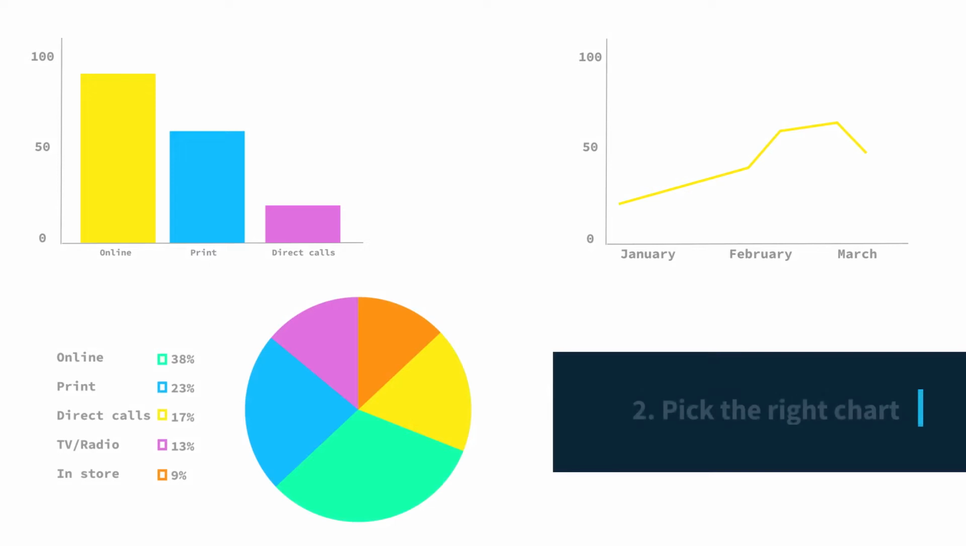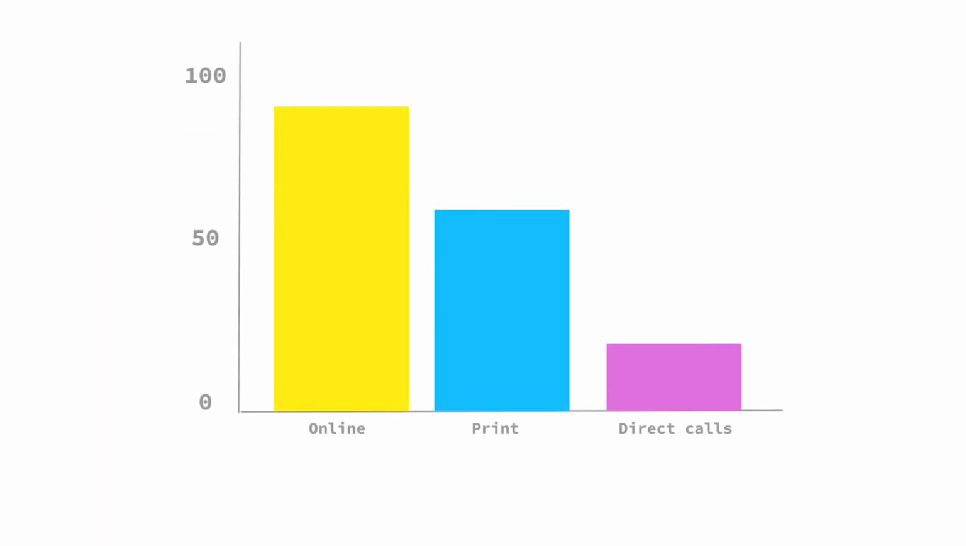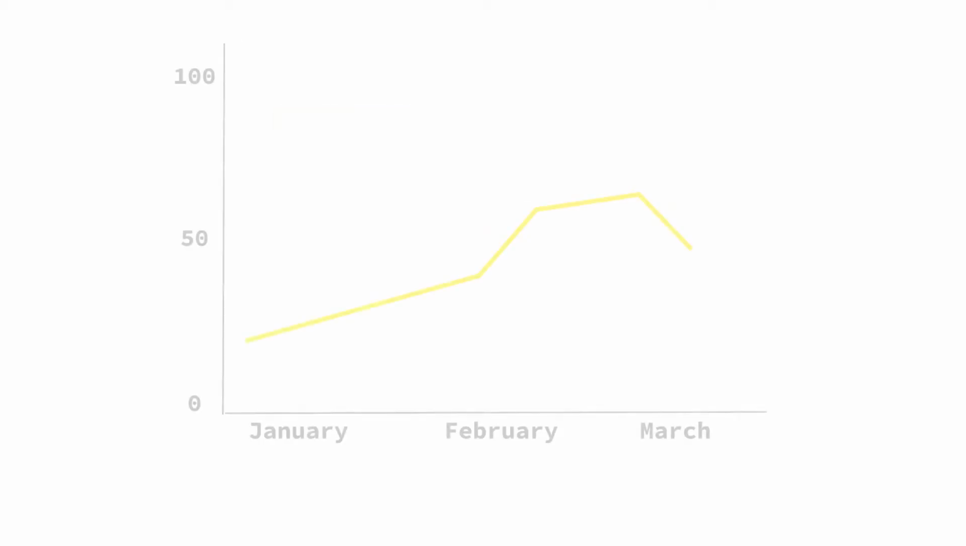2. Pick the right chart for your data. Choosing the right kind of graph can really help you present data well. Bar charts are good for comparing quantities in different categories, and they emphasize the difference between things. Line charts are good for showing numbers that change over time and help to identify patterns and trends in the data.